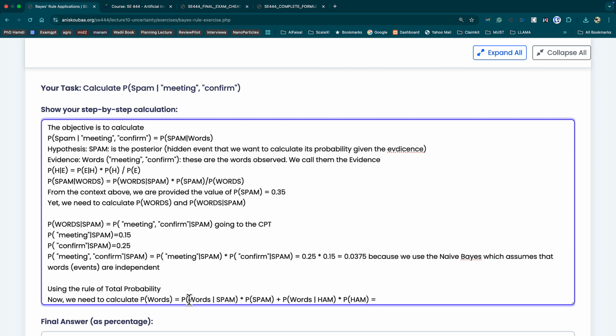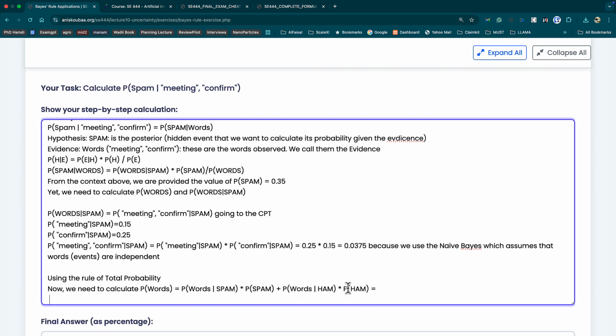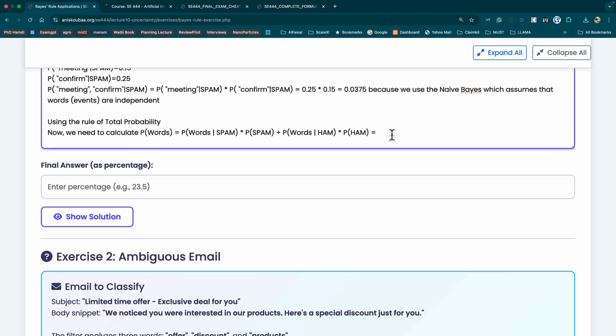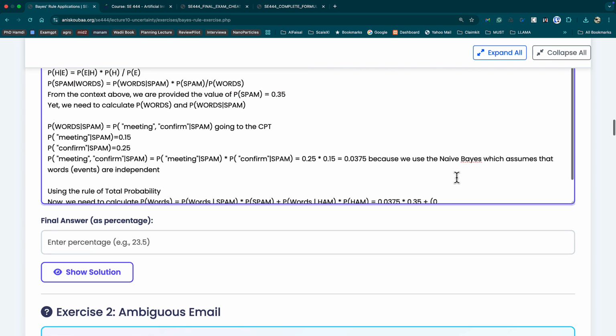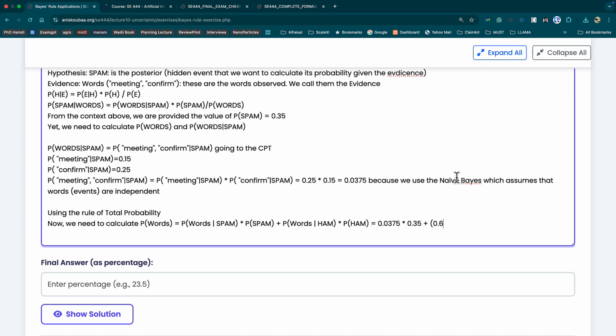And what will be the value? We have calculated this now, and we calculated this value, which is equal to 0.0375, multiplied by the probability of spam, 0.35, plus the same thing for ham. We are going to use the naive Bayes rule, which assumes that they are independent. So it's the product of 0.6 multiplied by 0.5, multiplied by the probability of ham, which is 0.65. Now, what is the number you find?